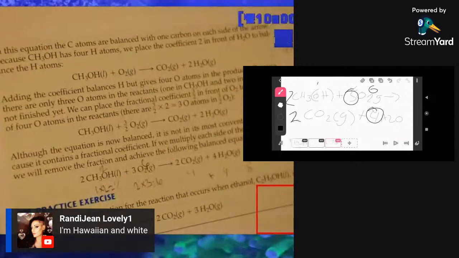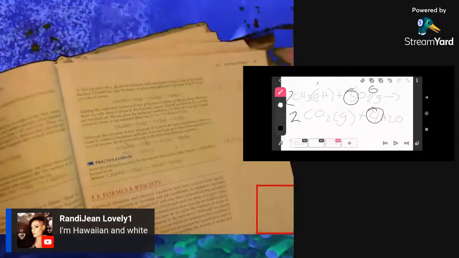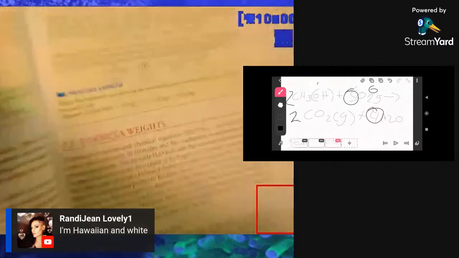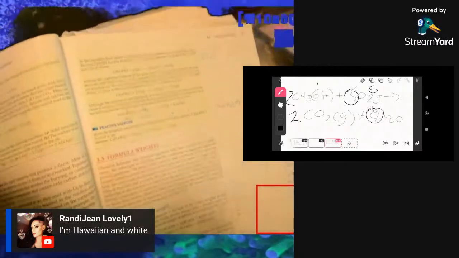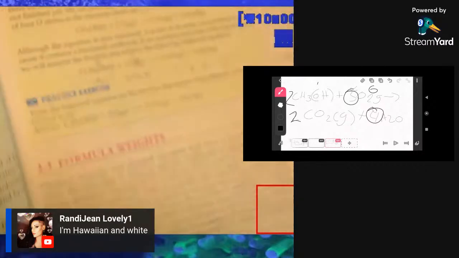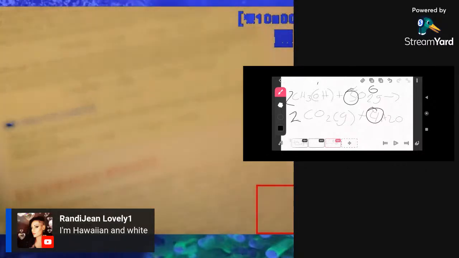Okay, so anyways, finally done with that, and now we're at empirical formulas. Sorry, I'm just trying to end this book real quick. So now we're at 3.3 and formula weights, and we're gonna stop right here. Okay, all right, guys. Going back to this problem right here, maybe next time we'll start with this one right here.